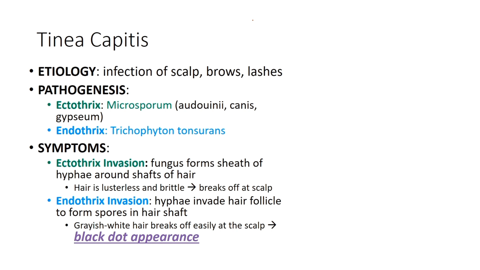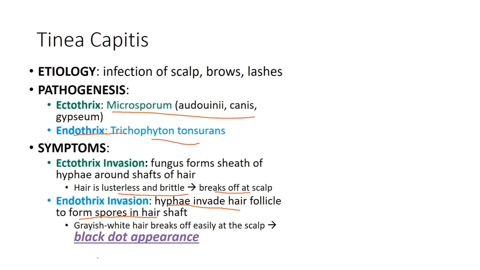So pretty much tinea capitis means on the caput, which is on your scalp and your eyebrows and your lashes. And there are two classes of organisms that cause this infection depending on where you're going to find it. So ectothrix, which is pretty much a fungus that forms a sheath or hyphae around the shaft of hair, and it becomes brittle. It's very similar to our white piedra, and can be caused by Microsporum audouinii, canis, or gypseum. Endothrix is hyphae invading the hair follicle to form spores in the hair follicle, which is Trichophyton tonsurans.